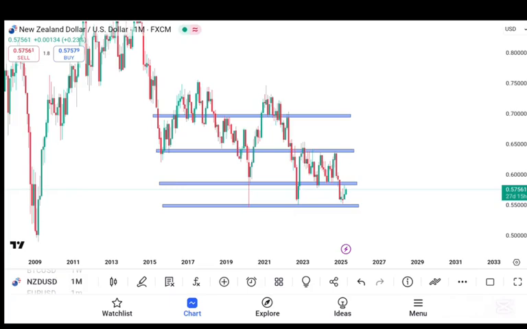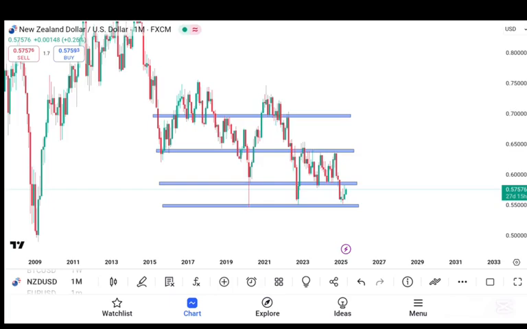GBP is trending, USD CHF is trending, NZD USD is trending, GBP JPY is trending. We have many trades that are trending. So I would love you to jump in to any of these trades that is trending and take advantage of the market. So I'll be starting with the NZD USD. NZD USD, this New Zealand dollars against USD dollars. I would love you to jump into this market.